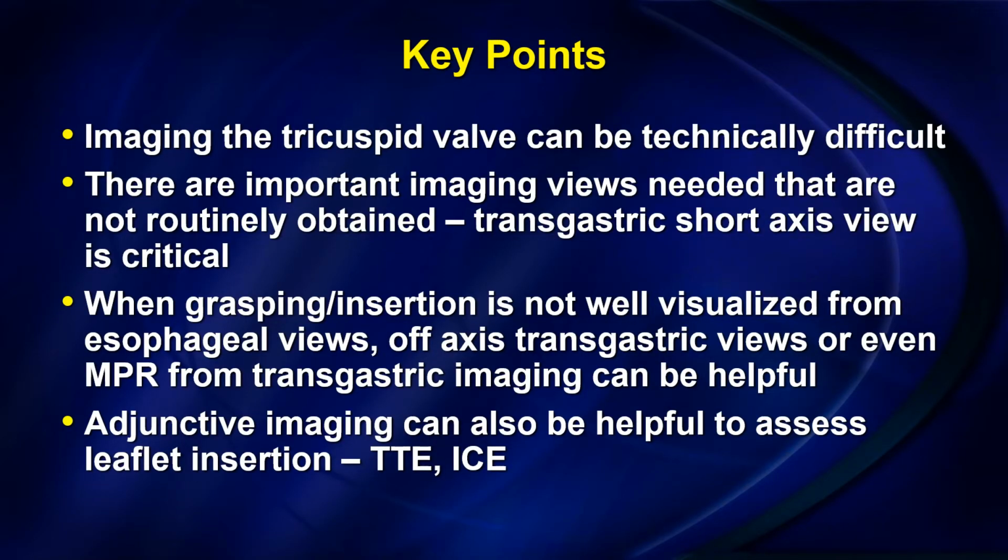Imaging the tricuspid valve can be technically difficult. There are important imaging views needed that are not routinely obtained. The transgastric short axis view is critical. When grasping or leaflet insertion is not well visualized from esophageal views, off-axis transgastric views or even multiplanar reconstruction from the transgastric imaging can be helpful. Occasionally, adjunctive imaging can also be helpful to assess leaflet insertion, such as transthoracic imaging or intracardiac echocardiography.